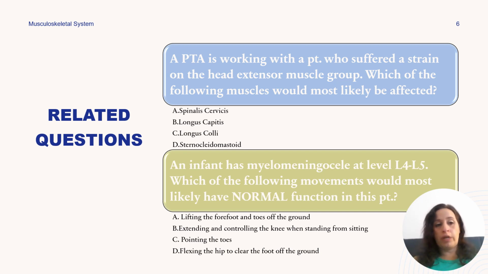Now this last question is a very loaded question, right? Because it's a pediatric neurological patient. It's mentioning a condition, myelomeningocele. It's mentioning basically a myotome. And then after knowing the myotome, you have to know what muscles are working and what muscles are not. And then once you know that, you have to look at the action that those muscles do and answer the question.